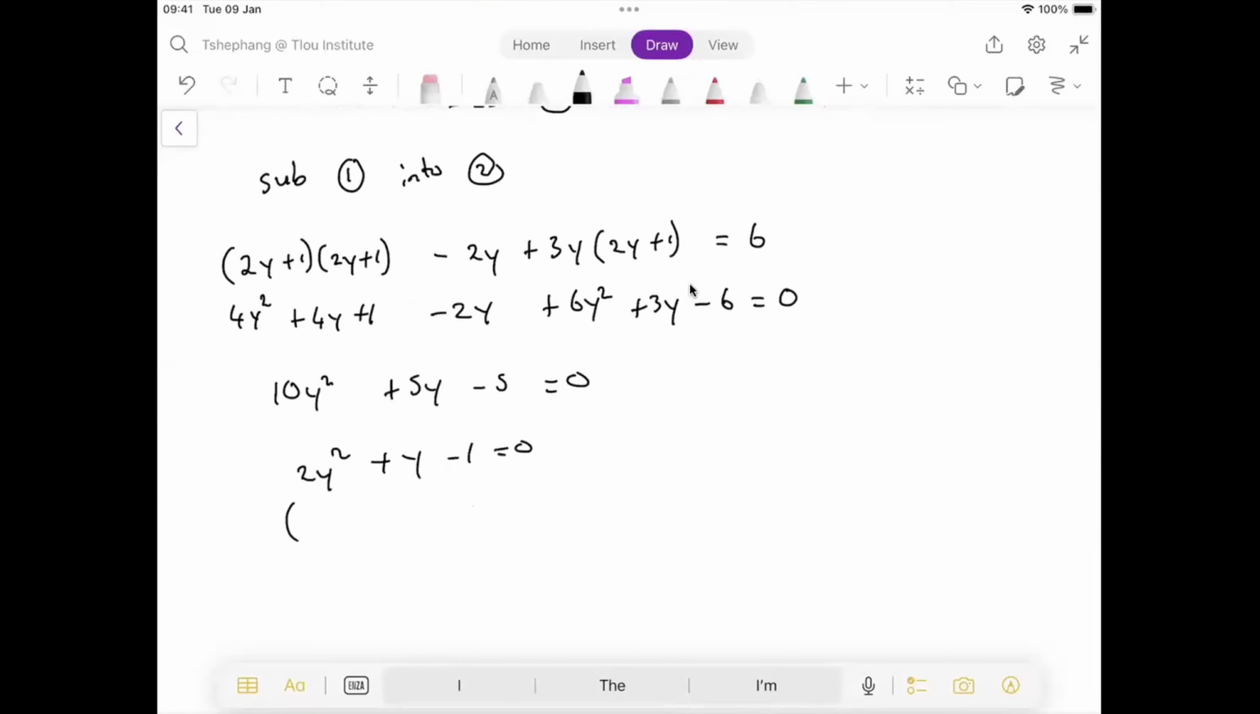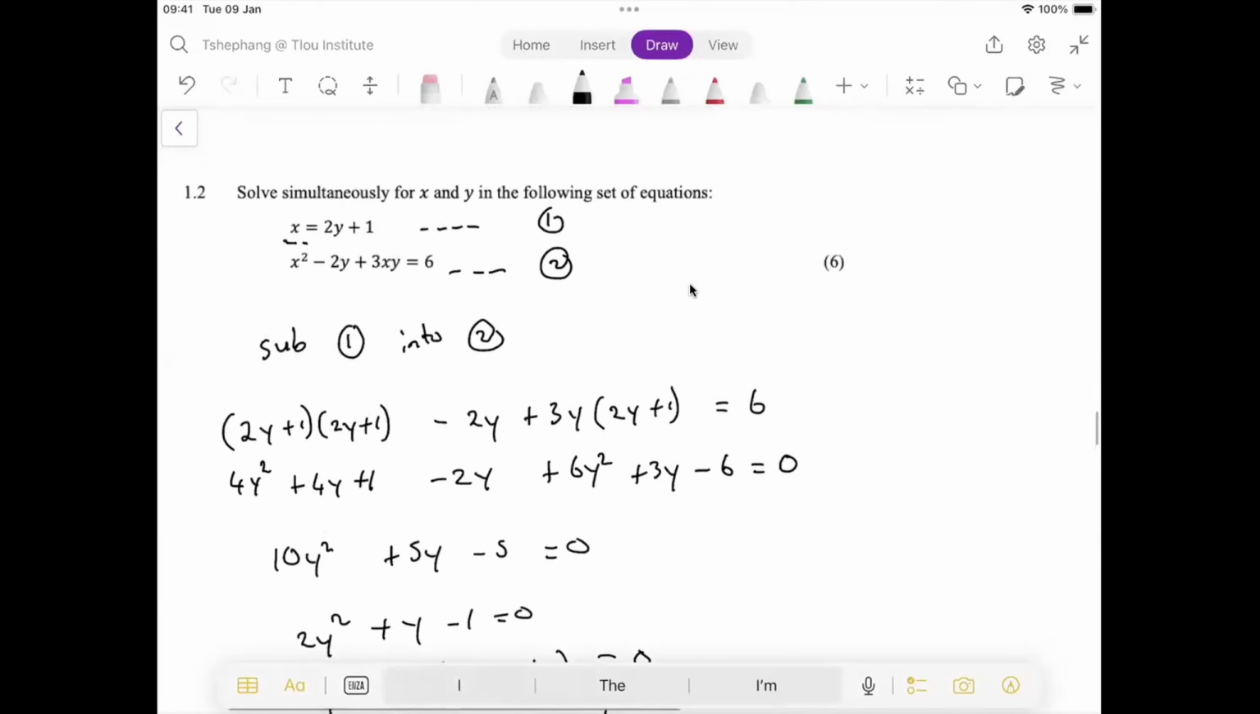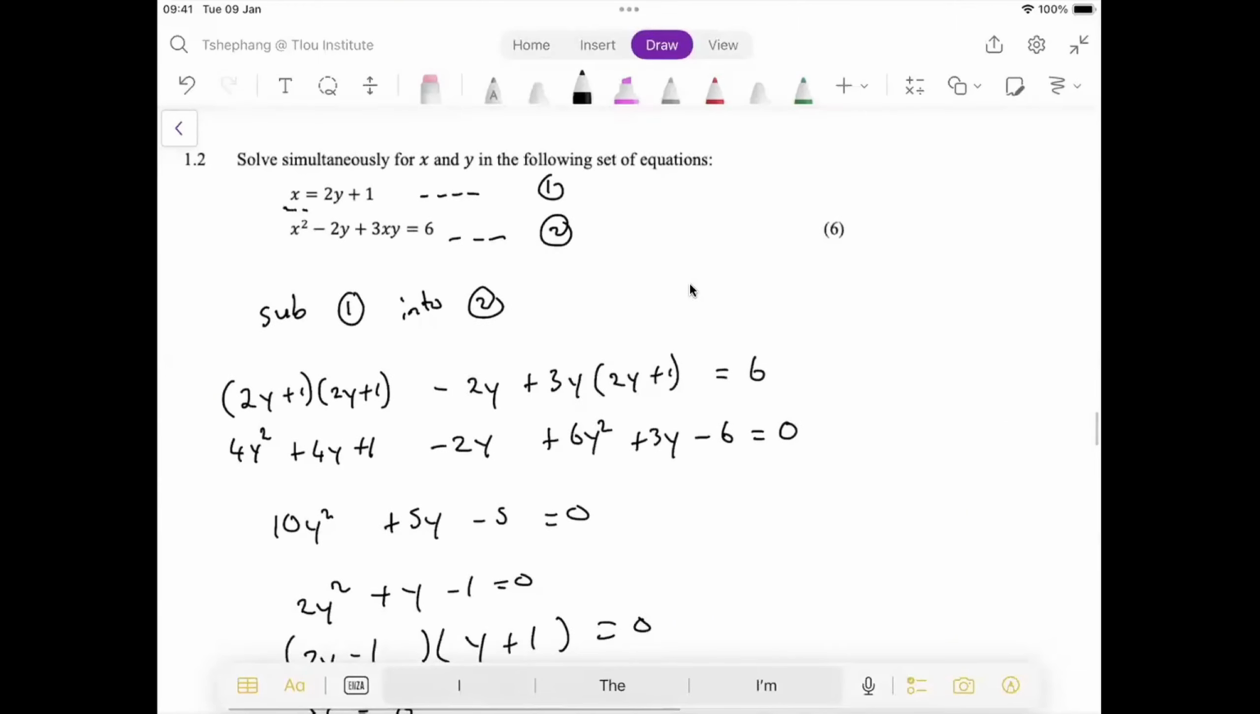We can factorize this. If you cannot factorize, I urge you to use the quadratic formula. It's going to be (2y minus 1)(y plus 1). So y is going to be positive 1 over 2, or it's going to be negative 1. Now solve for x by substituting these y values.